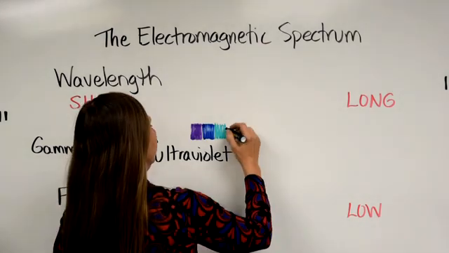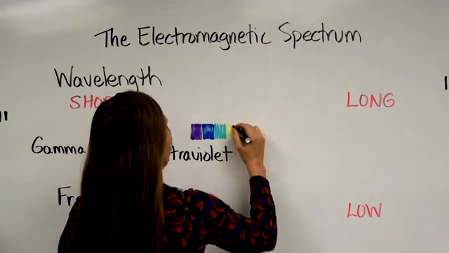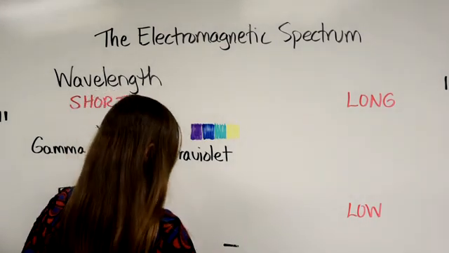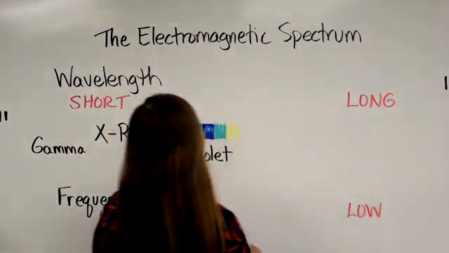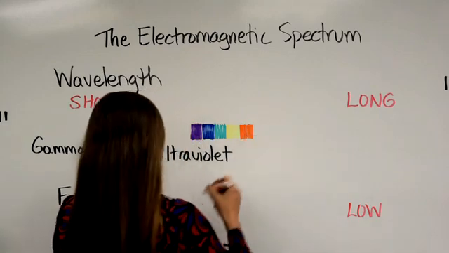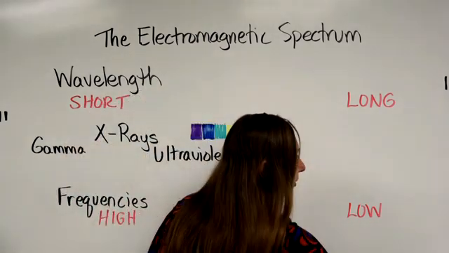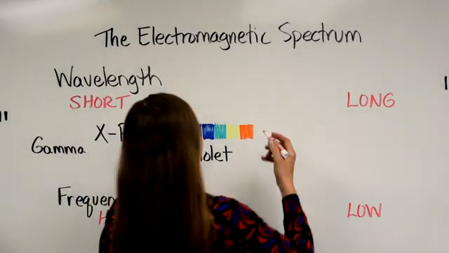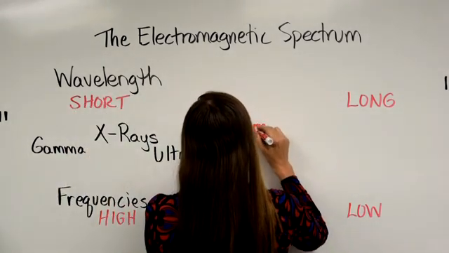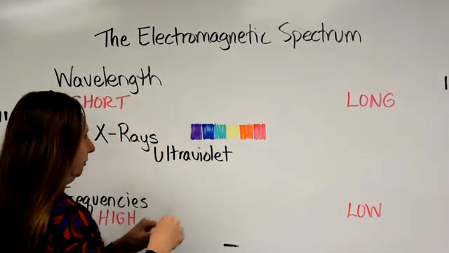And yellow. You might be able to see that. Yellow. And orange. And red. Now, I skipped indigo, the color between blue and purple.